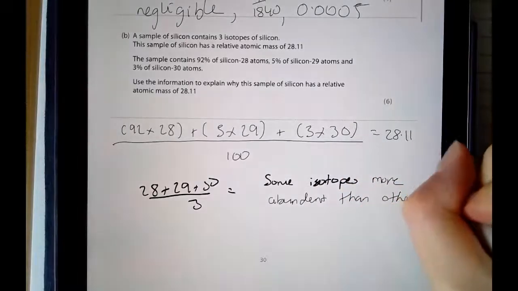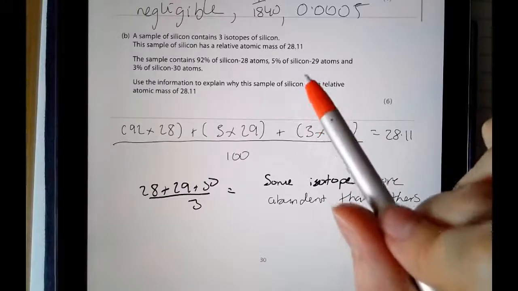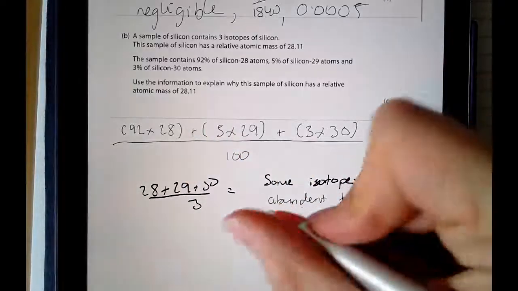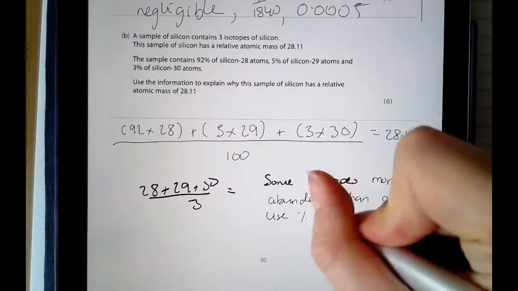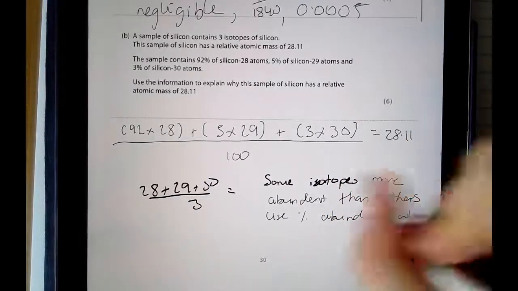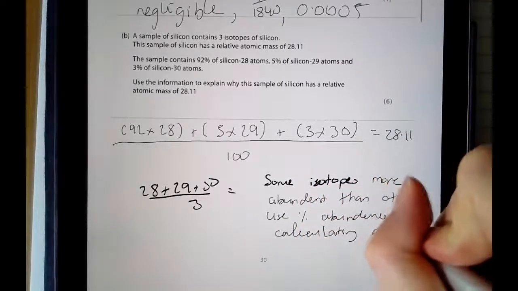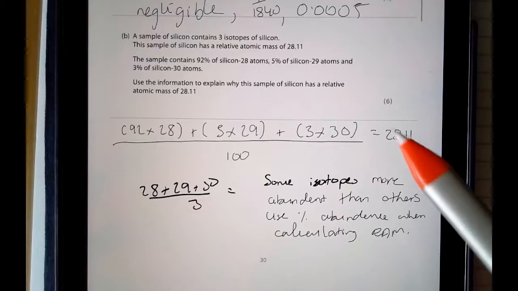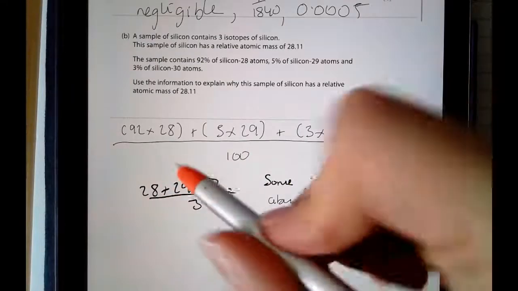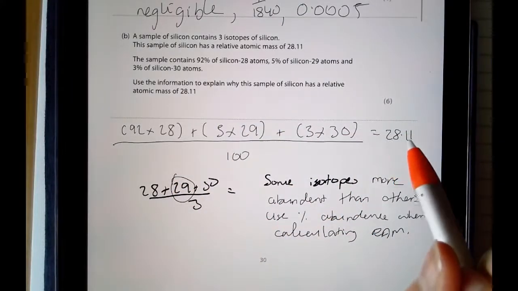And when you're calculating relative atomic mass, you take into account how common the isotope is. So you use the percentage abundance when you are doing this calculation. And you can see your answer works out as 28. And if you get the average of 28, 29 and 30, you're going to end up with 29 as the average of those three numbers, but your answer here works out as 28.11.